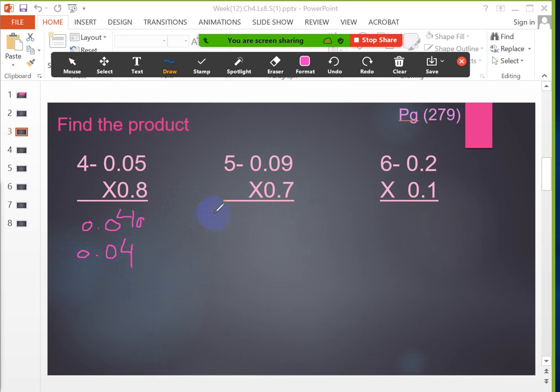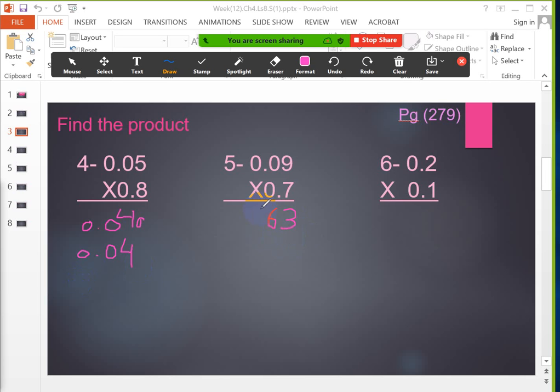9 hundredths multiply 7 tenths. Let's see. Yes, Wajid, open your mic and multiply with me the answer. Yes, teacher. Yes, dear. 7 multiply 9. 63. Very good. 63. What about the decimal point, Wajid? It will be 0.063. Very good. Very good. Your answer is correct.